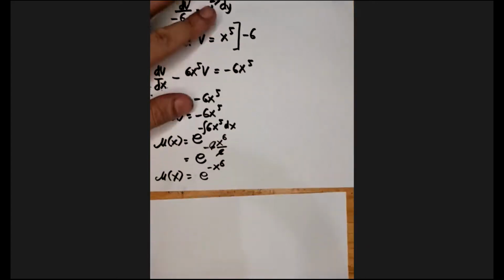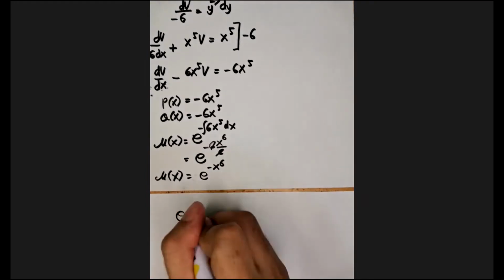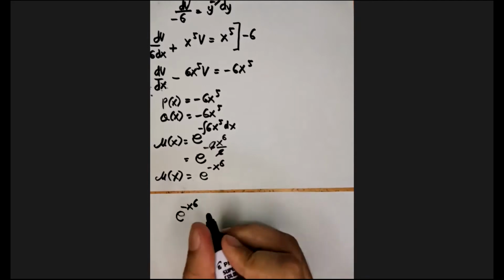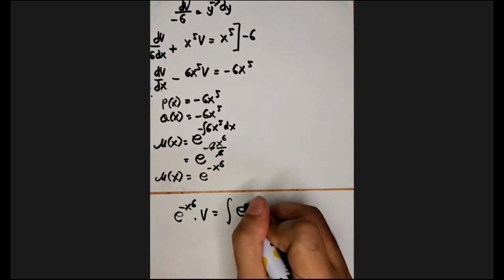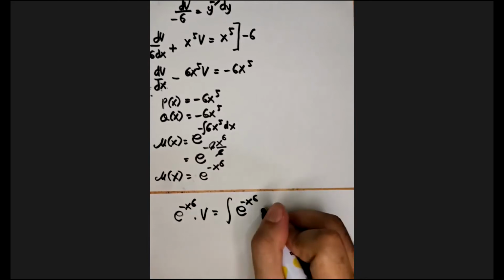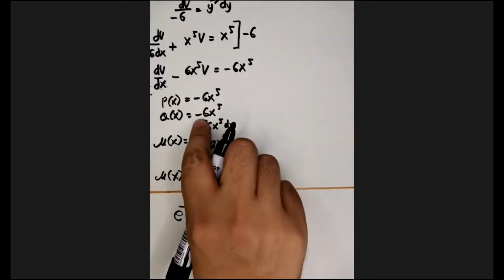So that means, if that's the integrating factor, I'll have e raised to negative x raised to 6 times v is equal to the integral of e raised to negative x raised to 6 times q.